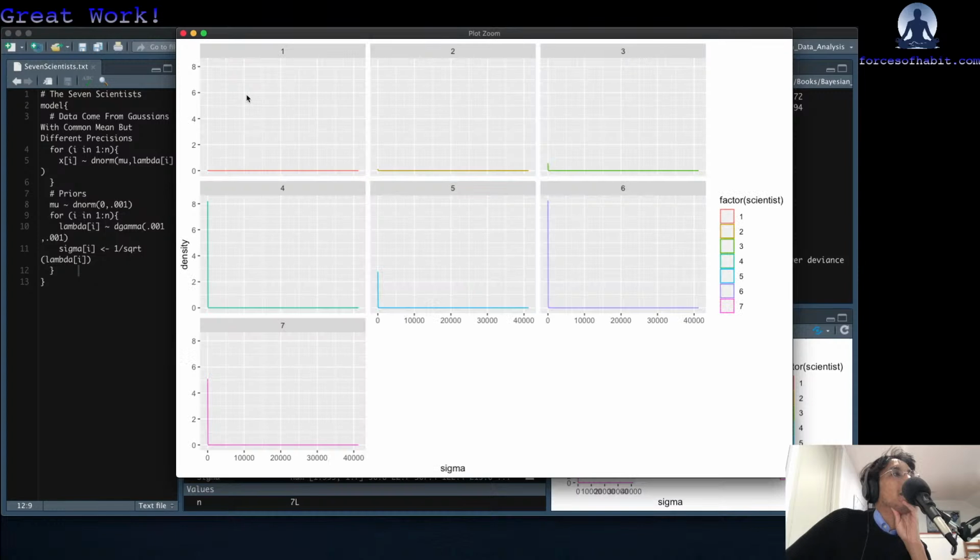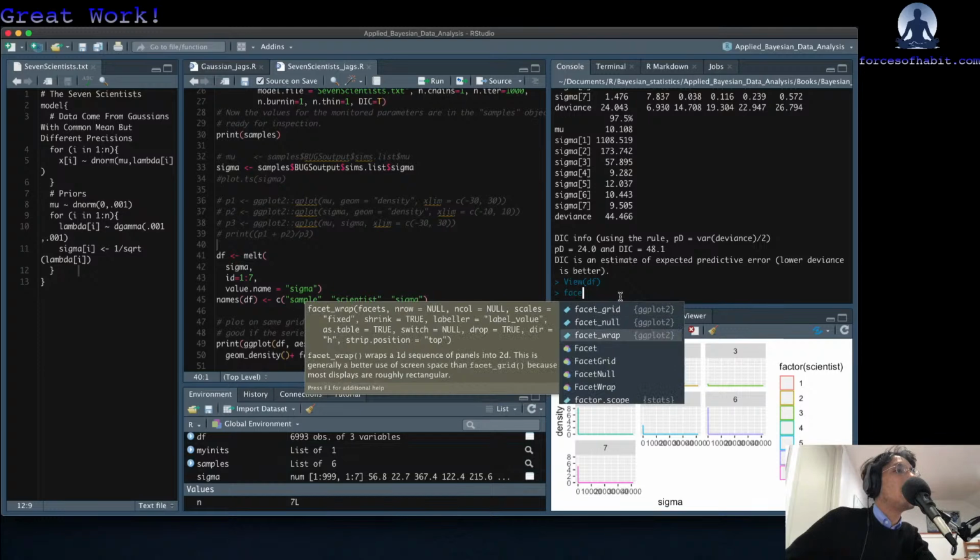But you can see some people are more precise than others. Oh, I guess I can do facet. I didn't think about that. I might be able to just scale free.